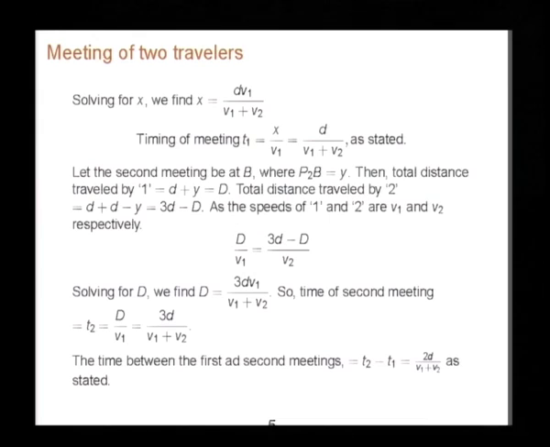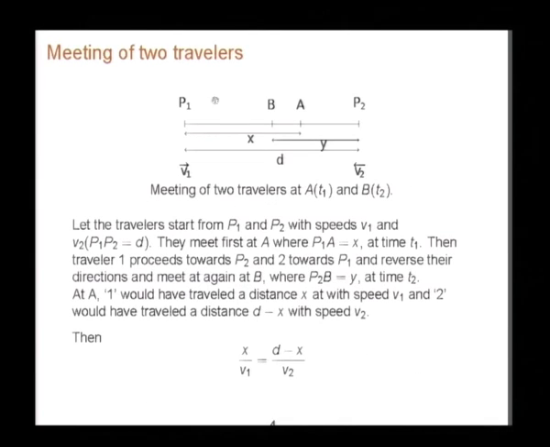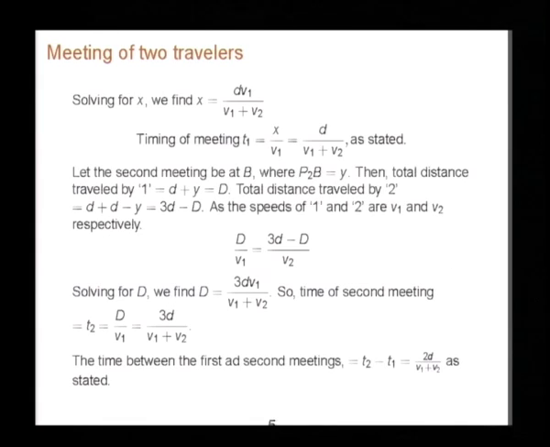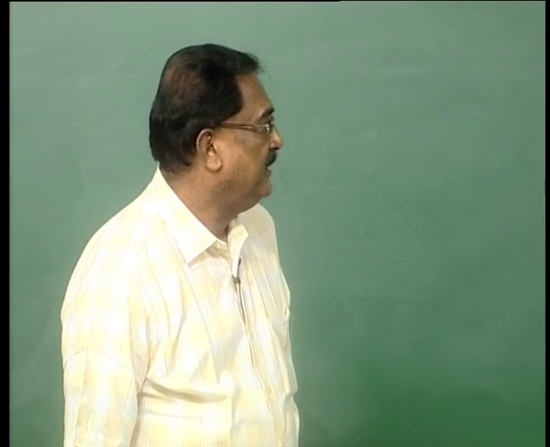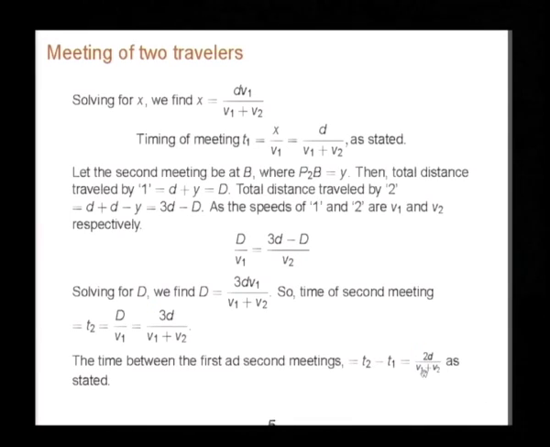Solving for x, we get d v1 by v1 plus v2. The time of meeting, x by v1, is d divided by v1 plus v2. And the second meeting is at b, where this fellow proceeds toward the end and comes back, and similarly the other also proceeds and comes back. We can work all these out. The second meeting will be at time 3d divided by v1 plus v2 from the beginning. So the time between the first and second meetings will be 2d by v1 plus v2. That is a simple result.